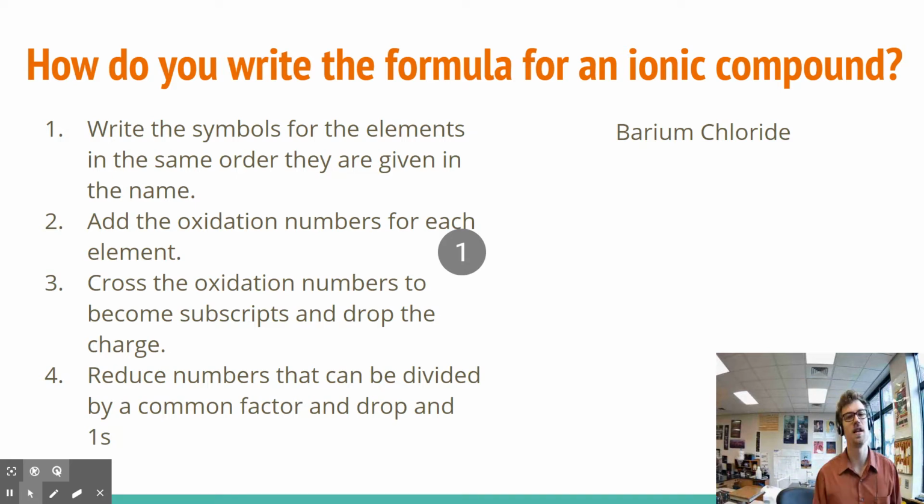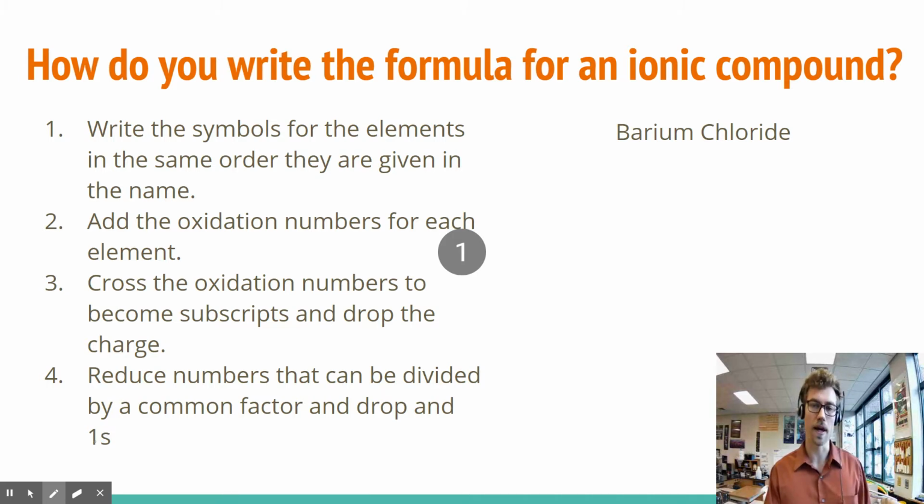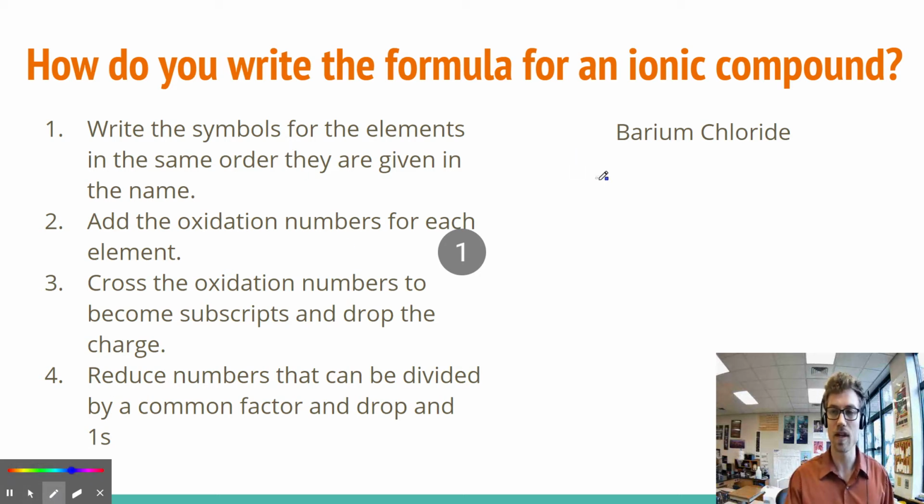Okay, so now let's get into the nitty-gritty of what we're doing today. How do we write the formula for an ionic compound if all I give you is the name of the compound? That sounds really daunting. It's not too bad. The first thing we need to do is write the symbols for the elements in the same order that they are given in the name. So here is our example.